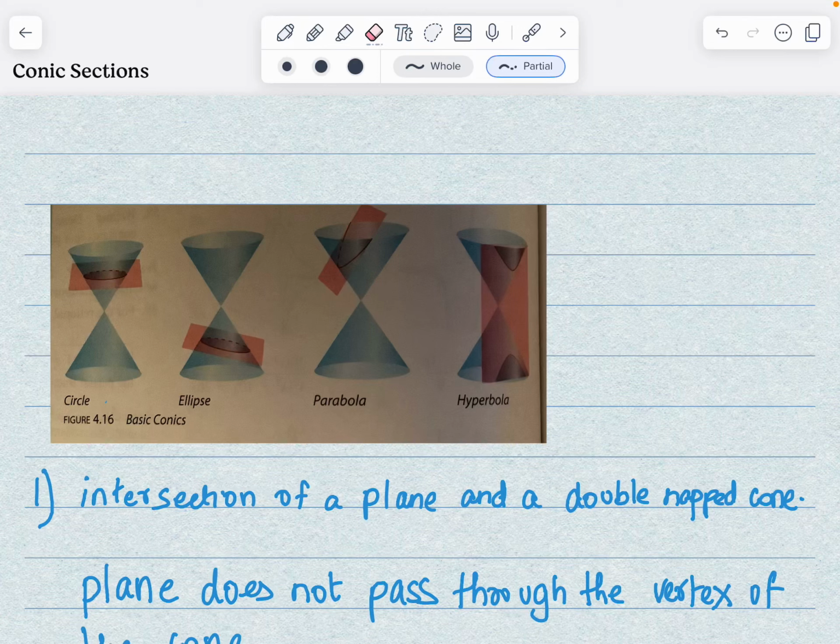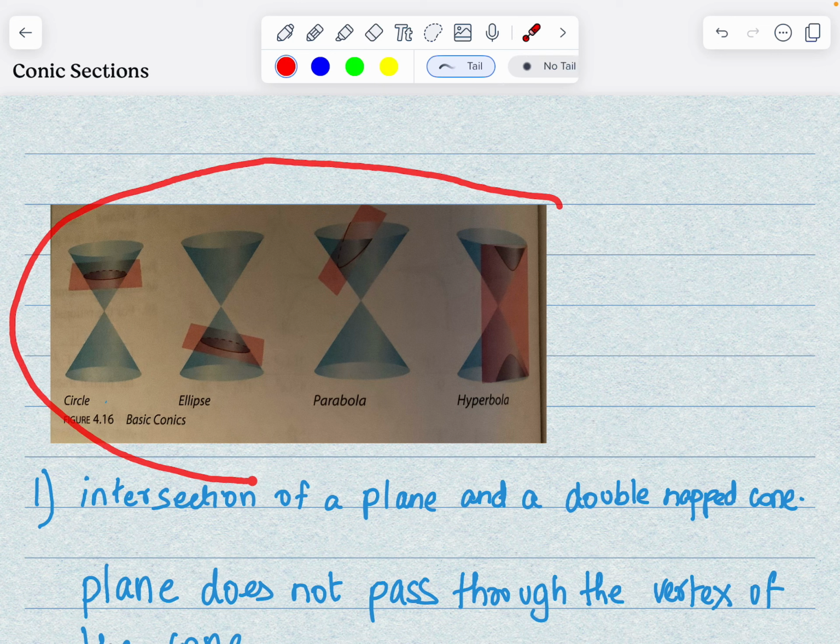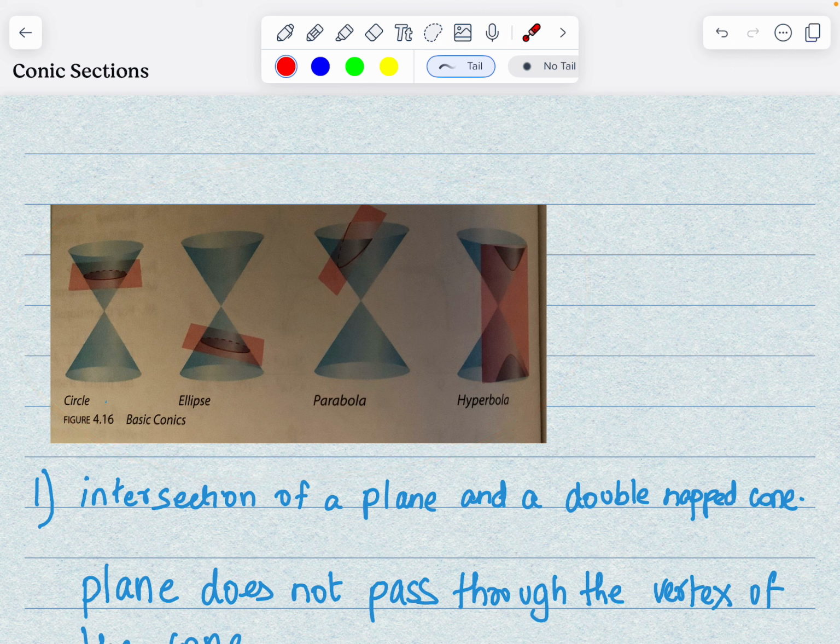So today we are going to talk about conic sections. Conic sections are the intersection of a plane and a double-napped cone. As you can see in the picture over here, you have a cone that's represented in blue, and a plane that is represented in red. Depending on which way you slice this cone with the plane, you get different shapes.